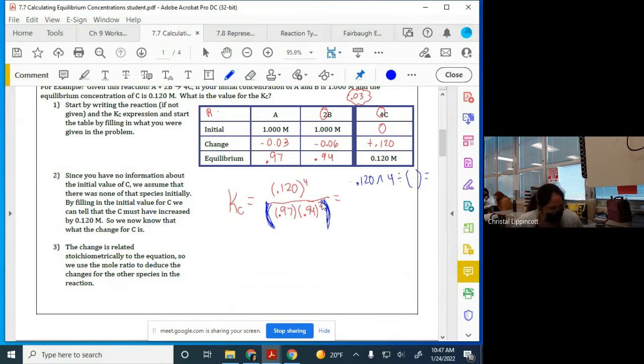All right, so if you put that in your calculator, you should end up with 2.42 times 10 to the minus 4. Oh my gosh, I got this. Good.